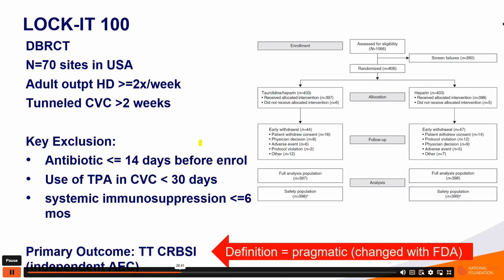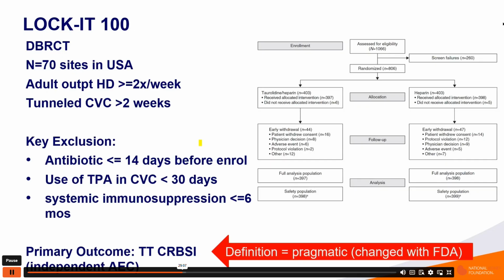And so with that, there was a large randomized controlled trial, which is called the LOCK-IT-100 study. It was a multi-center double-blinded randomized controlled study of 70 sites, including 150 dialysis units. They included adult hemodialysis patients that had to have had a minimum of 2 times a week hemodialysis and using tunneled central venous catheters of greater than 2 weeks to be enrolled.